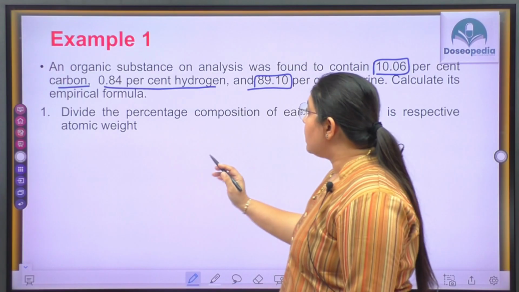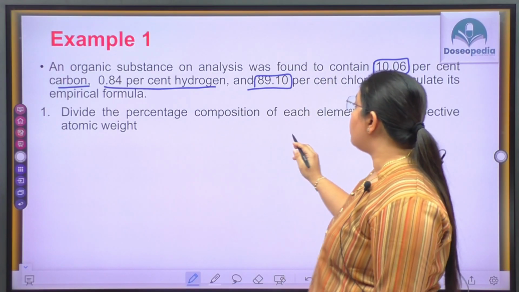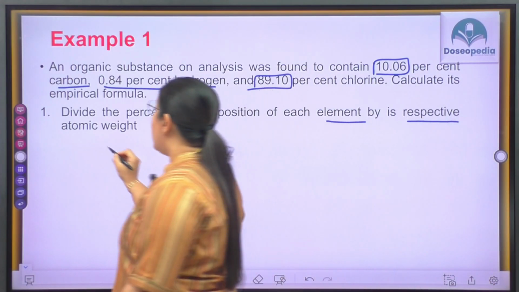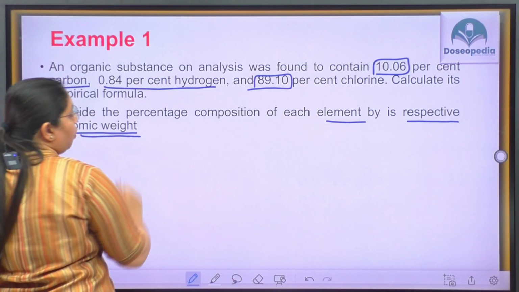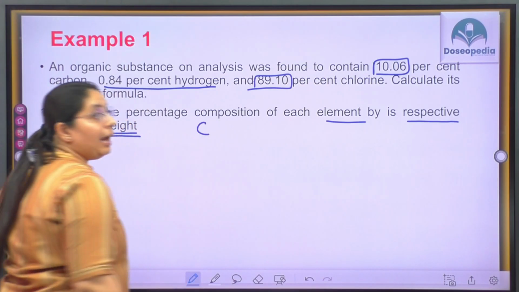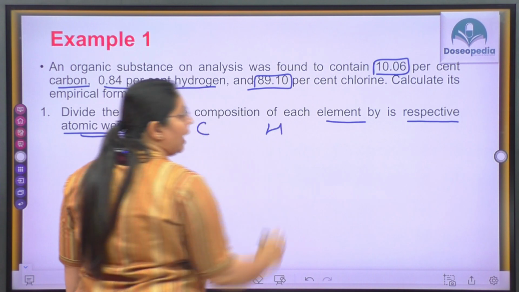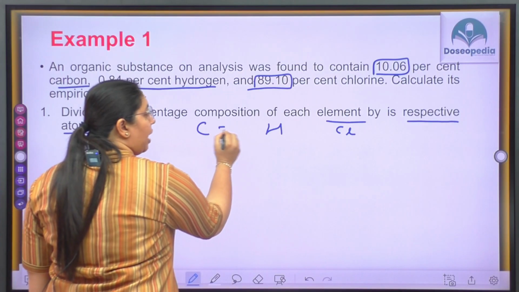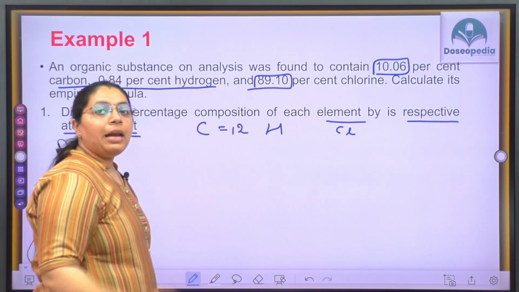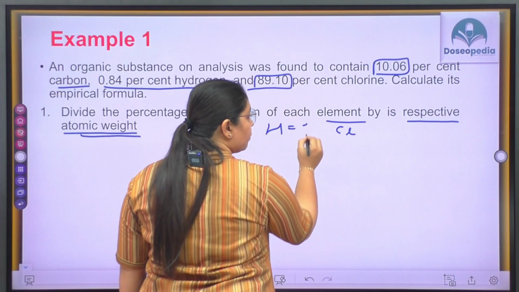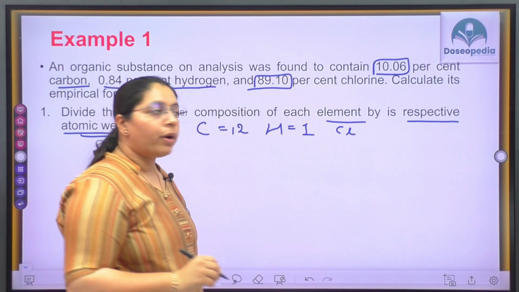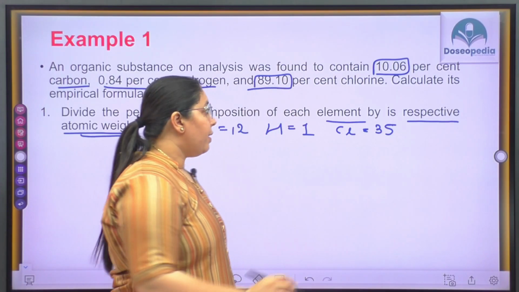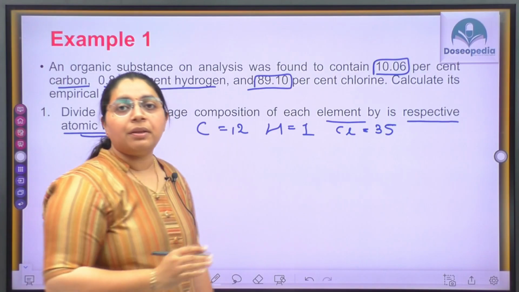Let's do it. First, divide the percentage composition of each element by its respective atomic weight. So first of all, you should know the atomic weight of carbon, of hydrogen, and of chlorine. The atomic weight of carbon is 12, the atomic weight of hydrogen is 1, and the atomic weight of chlorine is 35. Now, let's divide the percentage by its atomic weight.